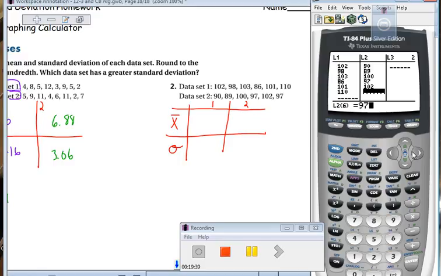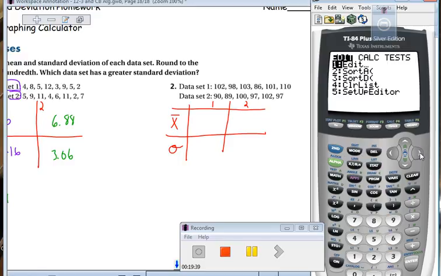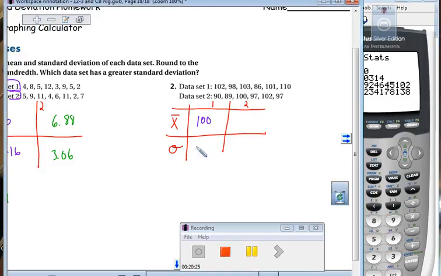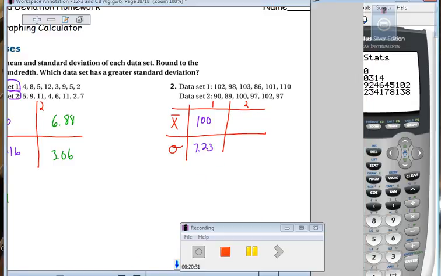Second, quit. Stat, calculate, variable stat. I'm going to do list 1 first, and you should be getting an X bar of 100 and a standard deviation of 7.23. Try number 2.